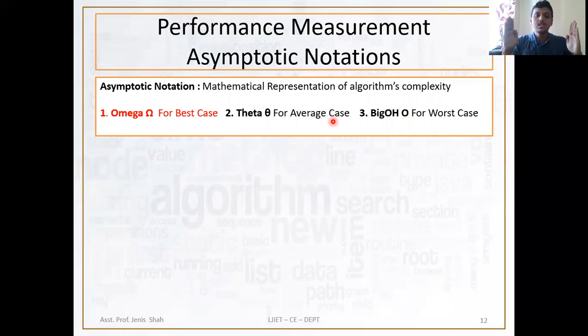Now, if I want to search for 10, how many comparisons do I need? Only one comparison. That's the best case. If I want to search for 50, first I compare 50 with 10, no. Then 50 with 20, 30, 40, and 50 with 50. So I get the answer at the fifth comparison, right? That will become my average case.